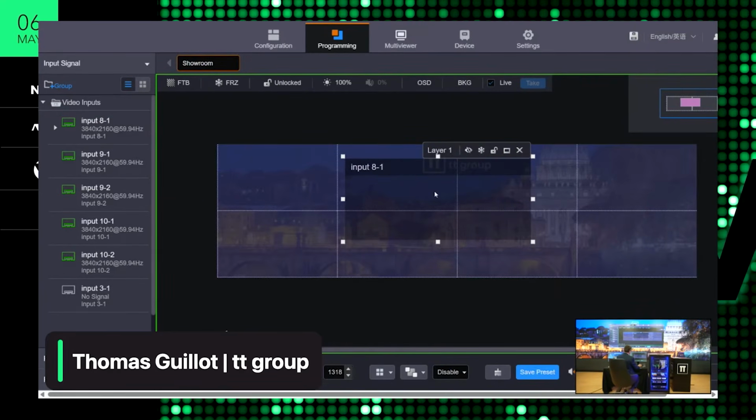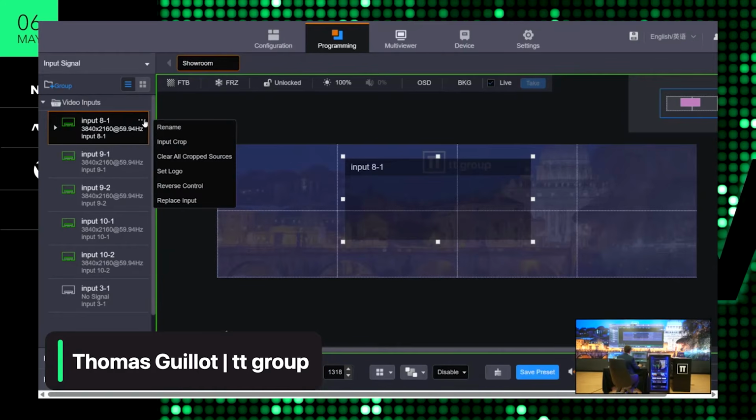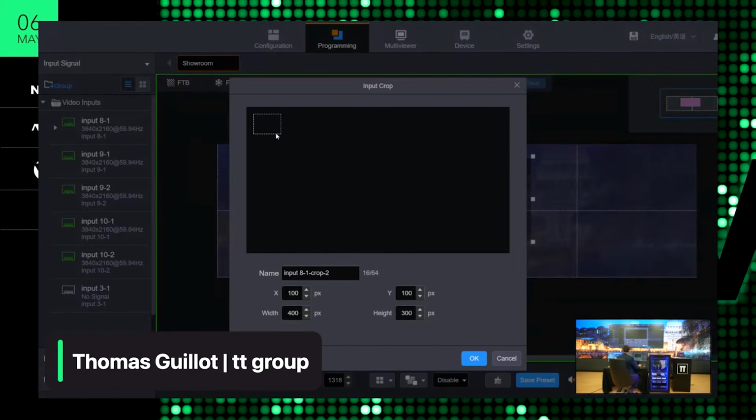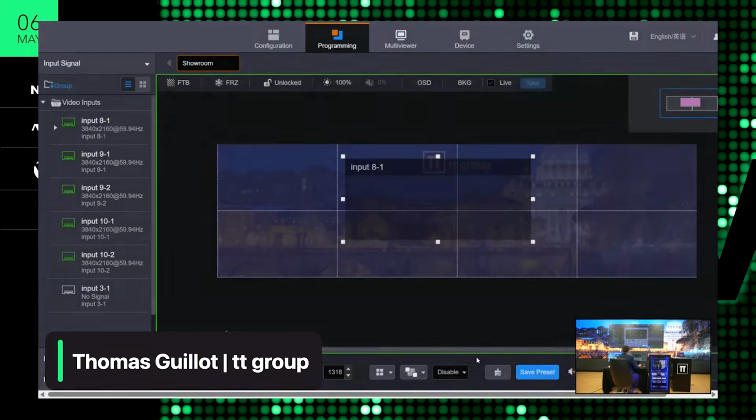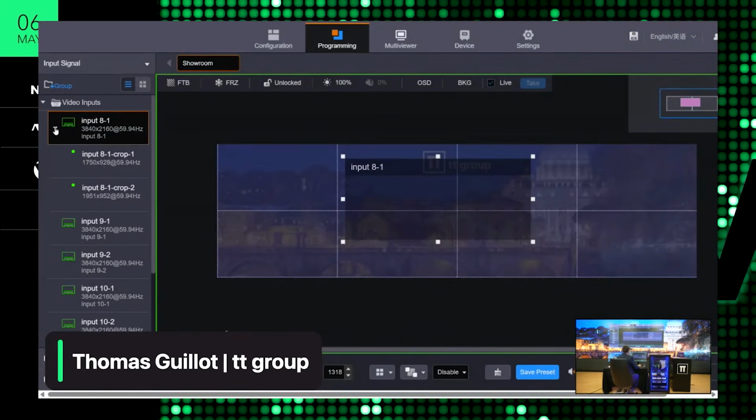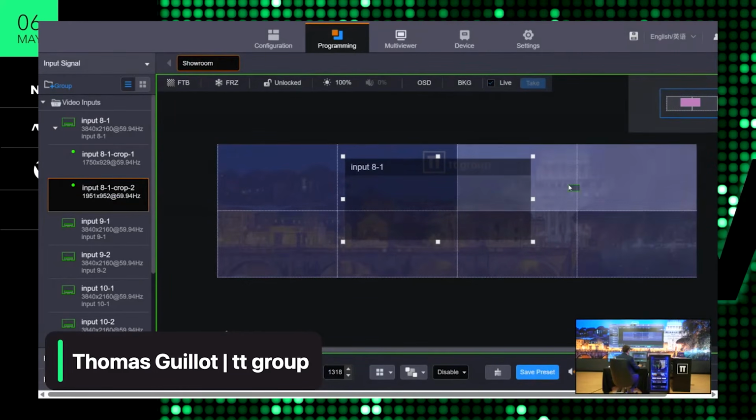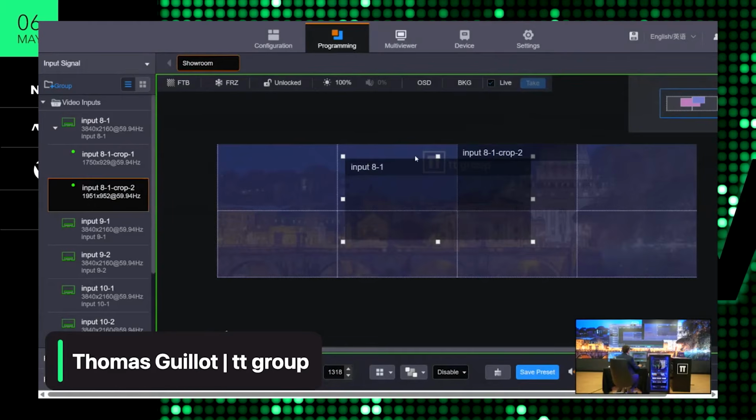You can also crop the source. Cropping means that I will zoom inside the source. So here I've got this interface, and let's say I will crop the center of the source, so I will only display the center of the source. I click OK, and here I've got a sub-source that is a crop, the one that I've just created, and that I can display, let's say here. So you see, it's only one section of the source.